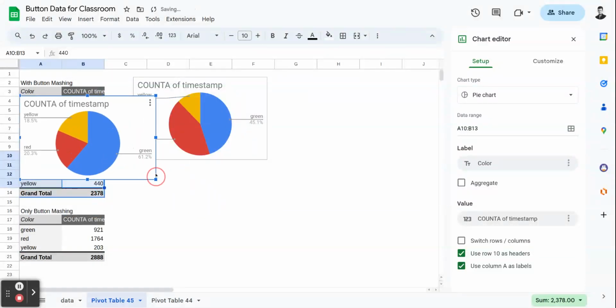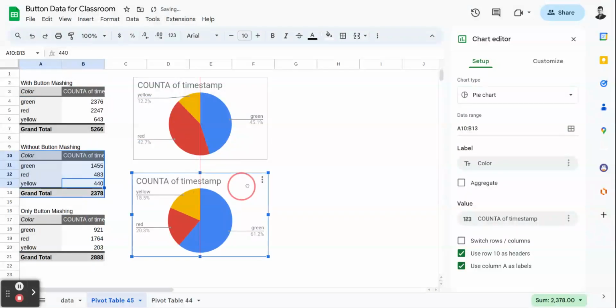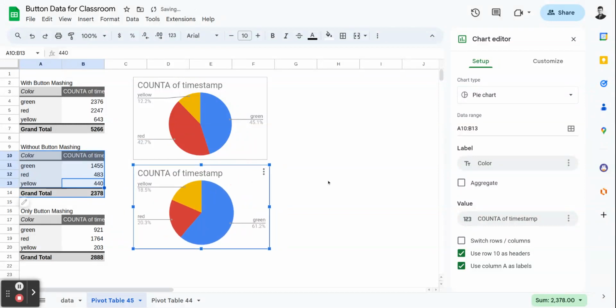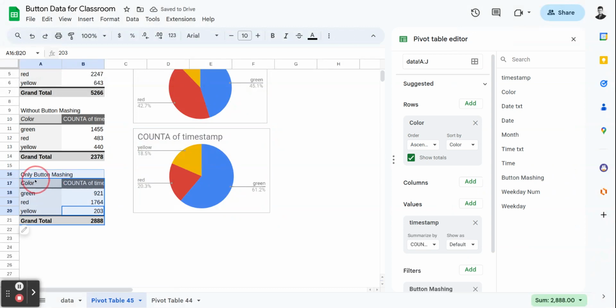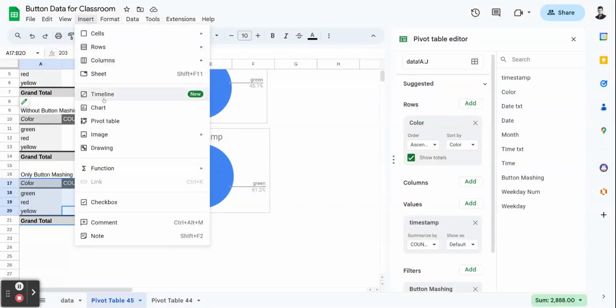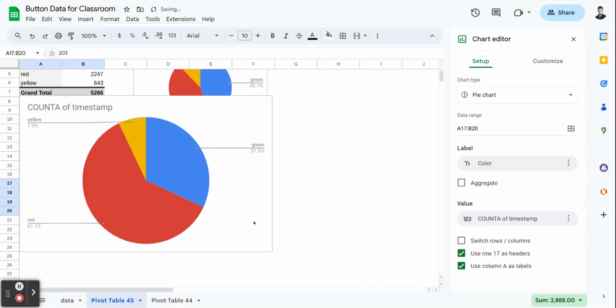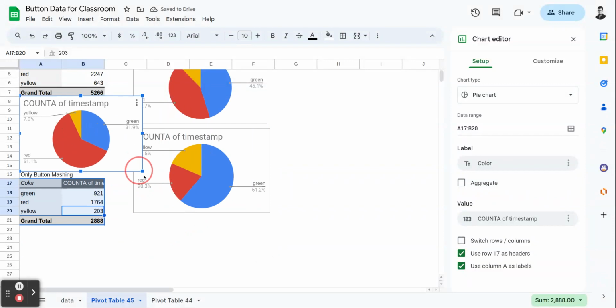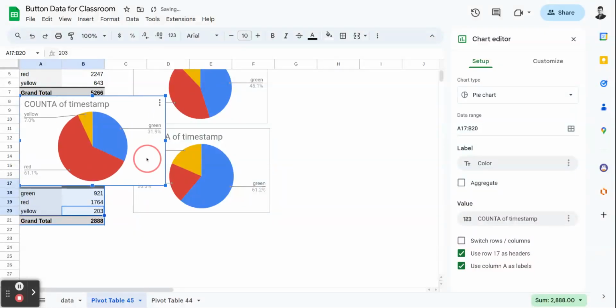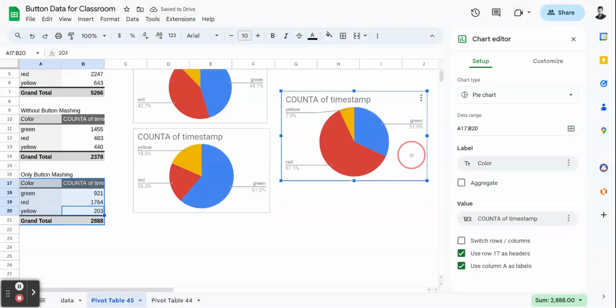It, of course, makes green, blue, which I don't know why. And then finally, only button mashing. So insert chart, and let's make it small again. So what can we know by these three graphs?